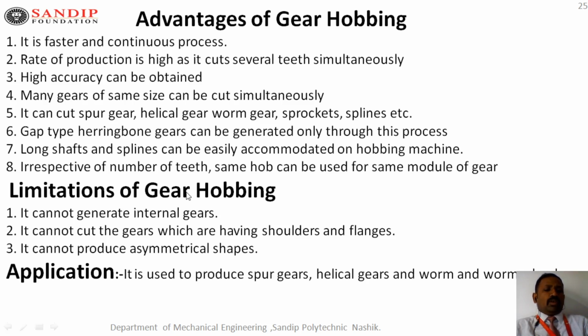Now the limitations of gear hobbing. Every process has certain limitations. This process cannot manufacture internal gears, and because it is a continuous process, it cannot cut gears which have shoulders or flanges or extended portions. Simply said, it cannot produce an unsymmetrical shape, it only produces symmetrical shapes. Application: it is used to produce spur gears, helical gears, and worm and worm wheel types of gears.